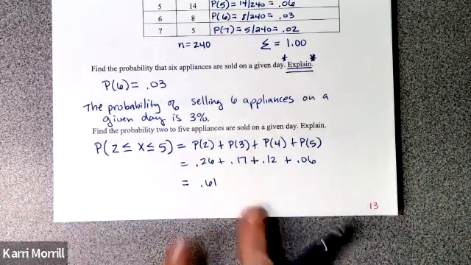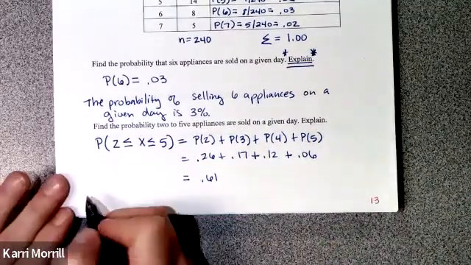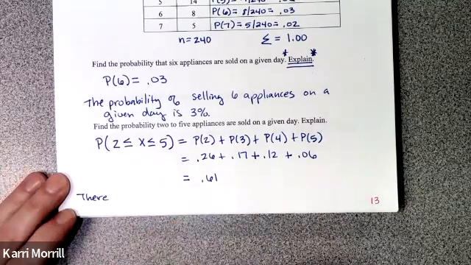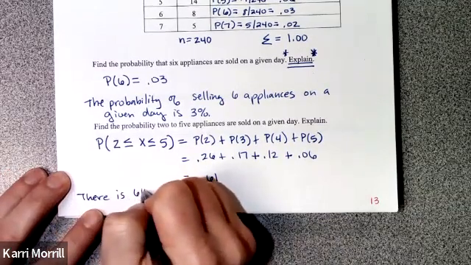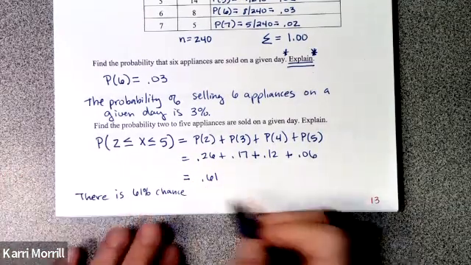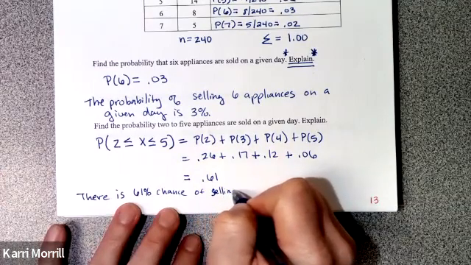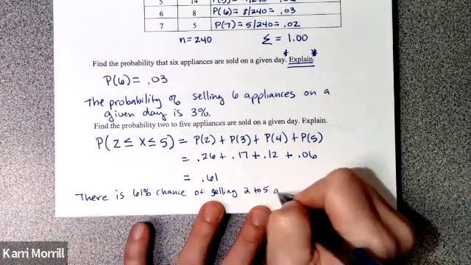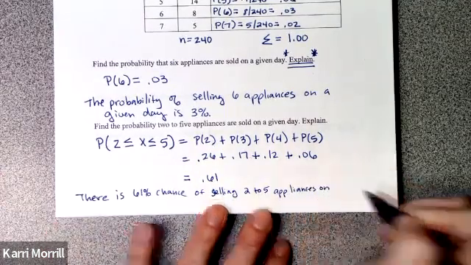So again, that's the probability as a decimal. And if we want to make application sense of that, we would turn it into a percent. So there is a 61% chance of selling 2 to 5 appliances on any given day.